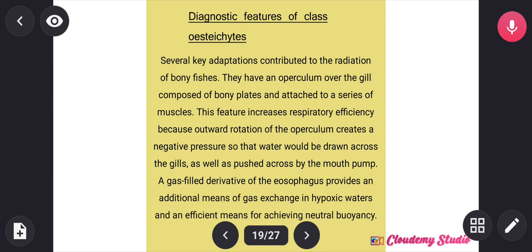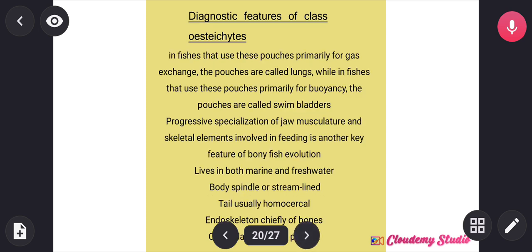And they have a gas-filled derivative of the esophagus, which provides an additional means of gaseous exchange. And this can also be a means of achieving neutral buoyancy. Now, in fishes that use these pouches, the gas-filled derivative of the esophagus, for gaseous exchange, the pouch is called the lungs. But in fishes that use it primarily for buoyancy or floating in water, it is called what? It is called the swim bladder.